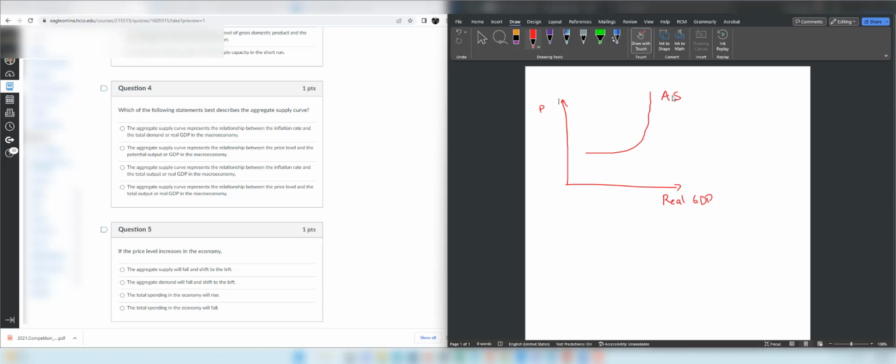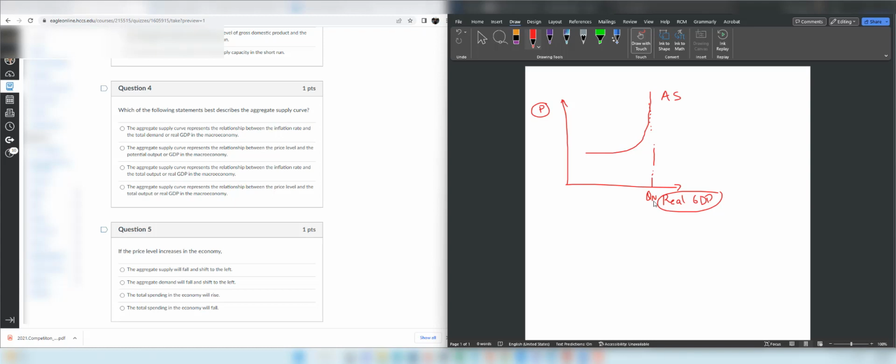The aggregate supply curve represents the relation between the inflation rate. That's not correct. Not the inflation rate. This is the price index, like the GDP deflator or consumer price index. The aggregate supply curve represents the relationship between the price level and the potential output or GDP in the economy. Remember, this is real GDP. It's not the potential output. Potential output is the level that the economy can reach in the long run. Let's say this is QN, the potential output.